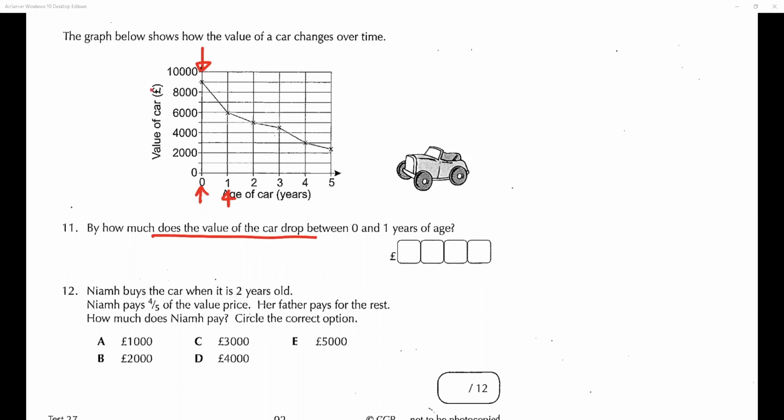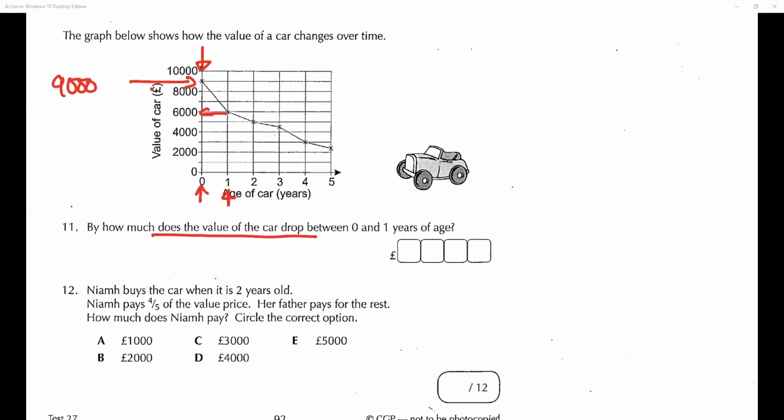How much was the car worth when it's brand new? 9,000 pounds. Okay, so how much was the car worth after 1 year? 6,000 pounds. So how much money has it lost? 3,000 pounds. Fantastic. You take them away. Lovely answer. Question number 12.